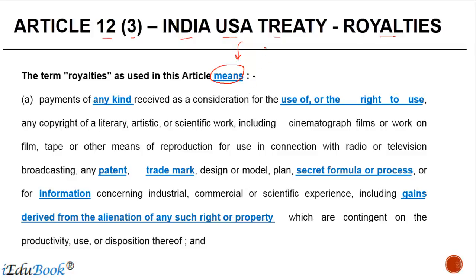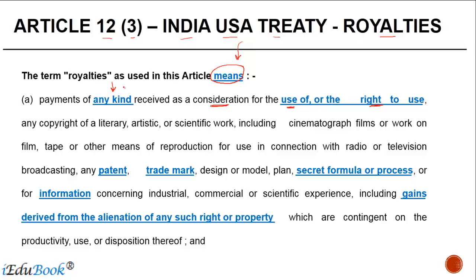Even if it is covered as a royalty under the Income Tax Act, that definition would have to be overridden by the definition given under the treaty, and therefore it will not be taxable, and there will be a different route which you will have to follow to analyze the taxability of such amount. Payment of any kind received as a consideration for the use or the right to use, and then a set of things follow.